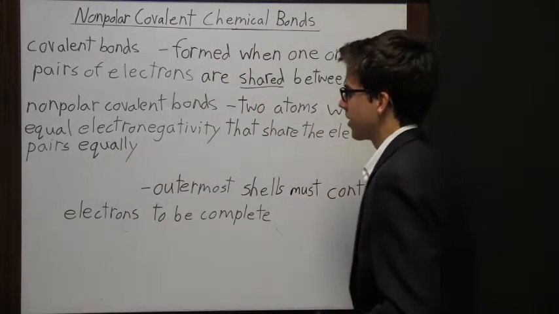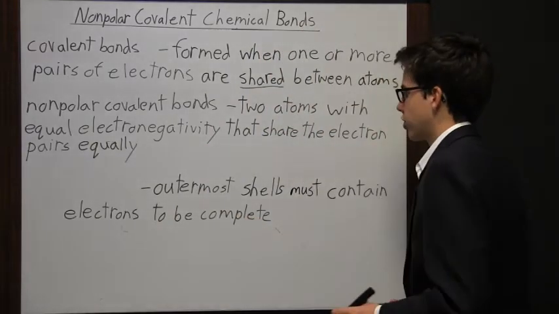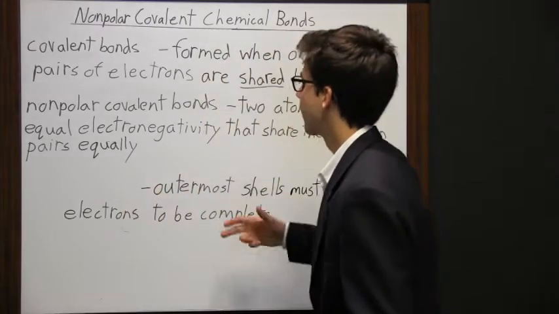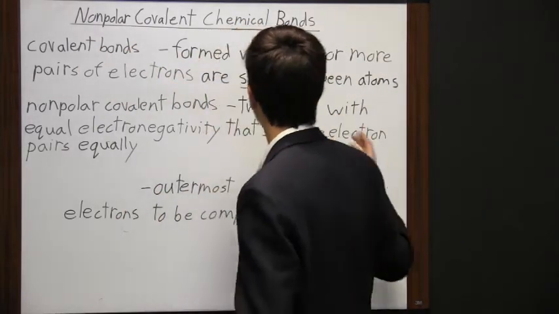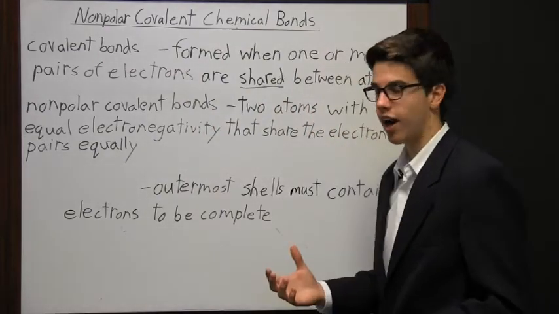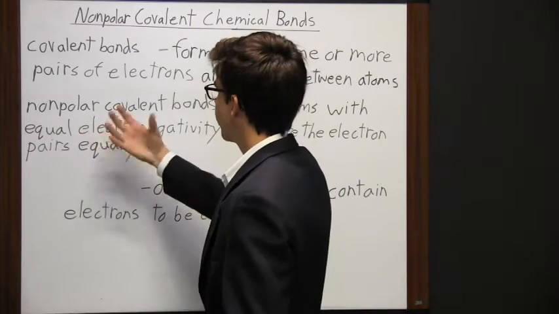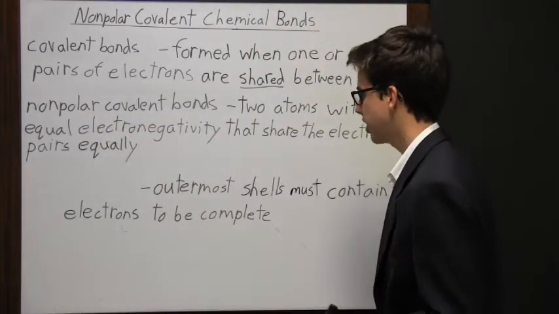Now, the opposite of this would be polar covalent bonds, which don't share the electron pairs equally. In other words, the electrons spend more time with one atom over the other. So we have this general definition of covalent bonds, which just means they share atoms, but it doesn't describe how they share them. So we have nonpolar and polar. But the key definition here is nonpolar covalent bonds, which do share the electron pairs equally.